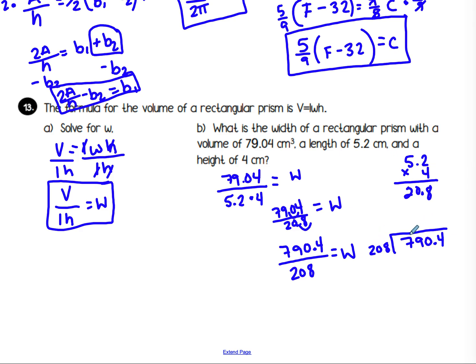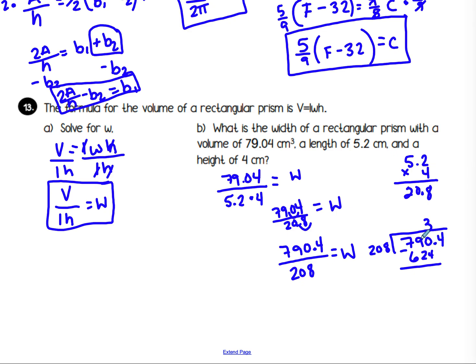So 208 does not go into 7, does not go into 9, does go into 790. Let's think about this as just 200 for a minute. If this was 200, it would go in 3 times, because that would be 600. And if it went in 4 times, it would be 800, which is too big. So I know it's going to be 3 times. And now I need to do 3 times 208. The 3 times 8 part is going to be 24, and then the 3 times 200 part is going to be 600, so I've got 624.